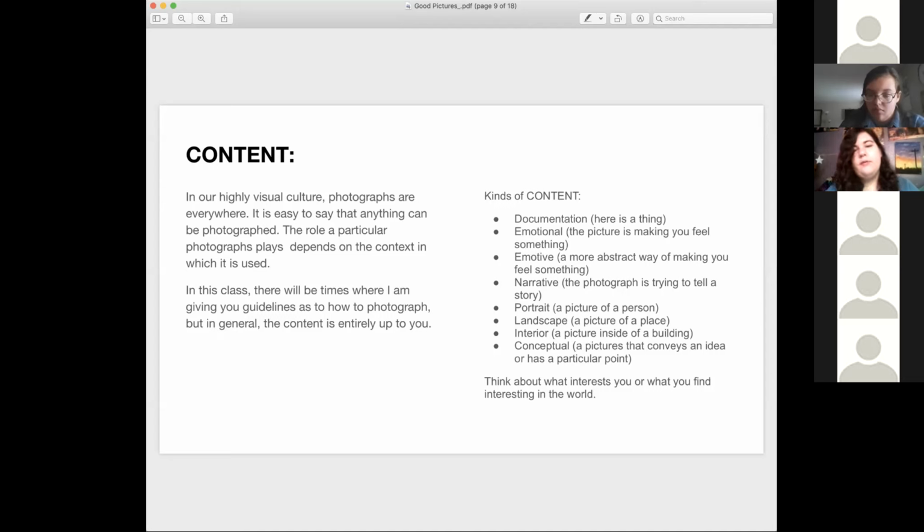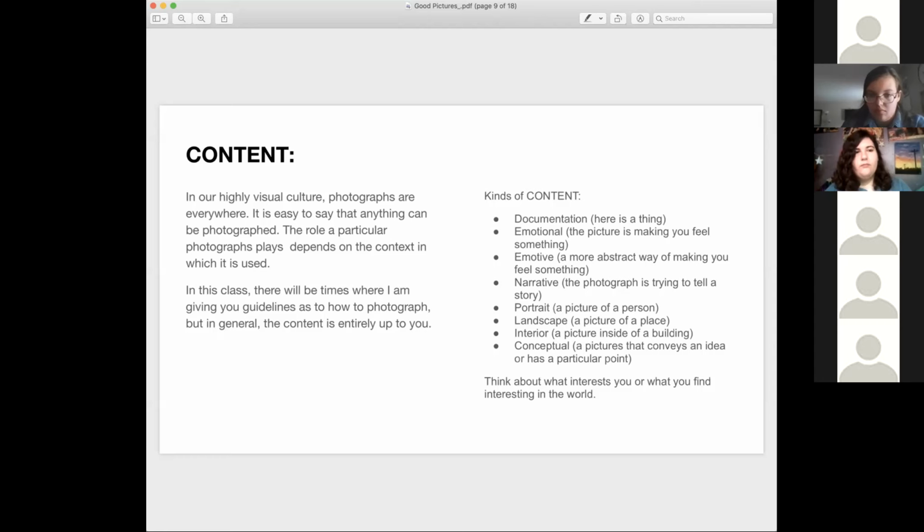Then there's emotional photography, a picture that's making you feel something. There's emotive photography, a more abstract way of making you feel something. The image doesn't necessarily represent something specific, but it makes you feel a certain way. Then there's a narrative type of photography. The photograph is trying to tell a story by the contents, different things going on in the image, and it helps you imagine a story or a narrative that goes along with it.